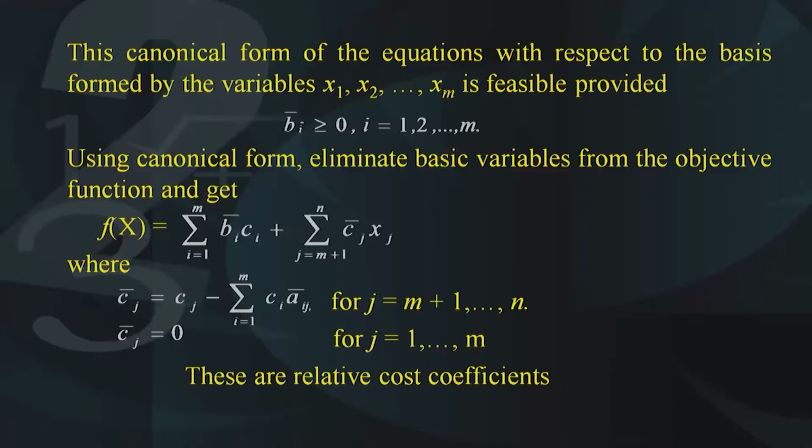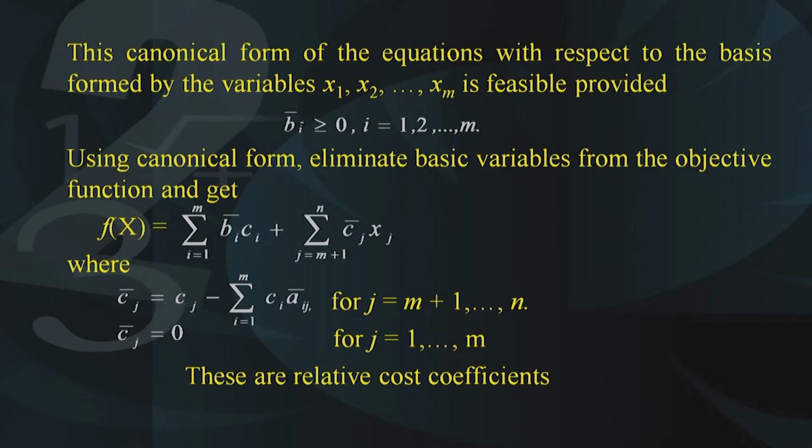Now, using the canonical form, we can eliminate the basic variables from the objective function like this. We get f(x) equal to the summation of bi bar ci, where i goes from 1 to m, plus the summation of cj bar xj, where j goes from m+1 to n. So, the terms corresponding to the basic variables are separated out, and the terms corresponding to the non-basic variables are separated out, and obviously their coefficients will also be different. And as we have just seen, the values of the ci's will be like this.